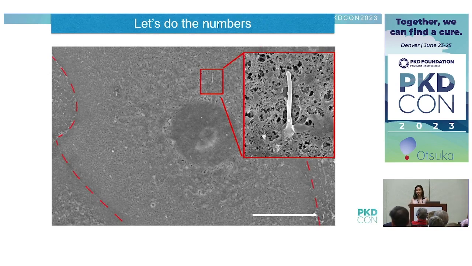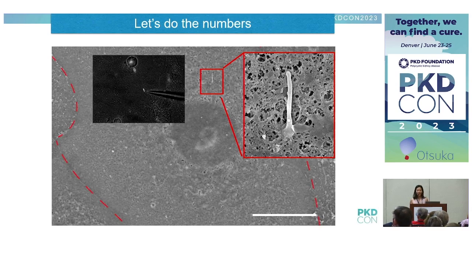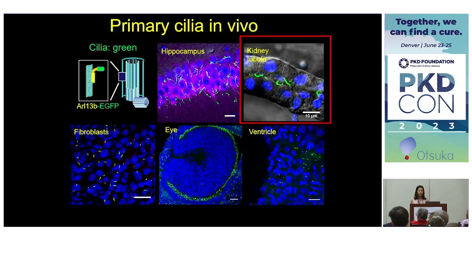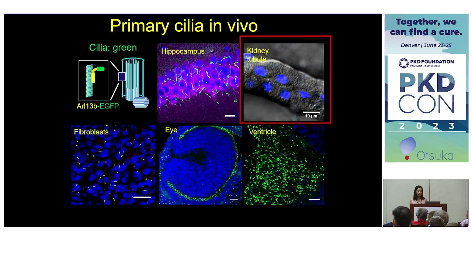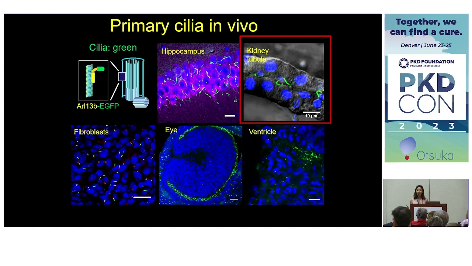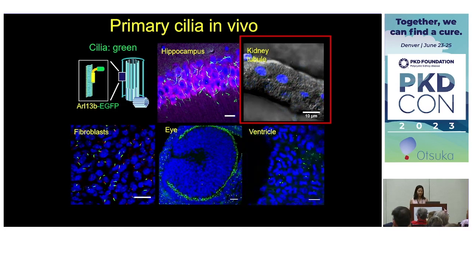This is what cilia look like, and my job is to use a glass pipette to grab this primary cilium and detect the ion movement across the ciliary membrane, and that's what I do. Cilia can be found throughout our body systems, in the brain, fibroblasts, eye, and ventricles. And today we're going to focus on the kidney tubule primary cilia.